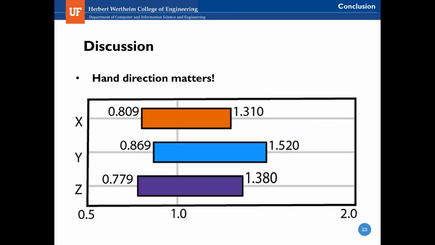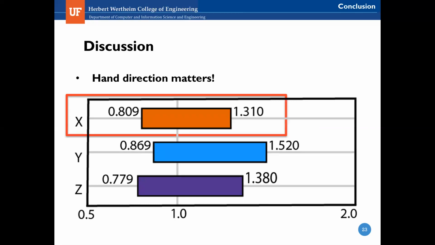So we found that hand direction matters. Our results provide new insights on human perception of scaled hand movements in different motion directions in virtual reality. We detected a significant difference between detection thresholds in different directions, both for slow and fast scale. As you can see, the range was narrower for the detection of modified motion scaling in the horizontal plane.